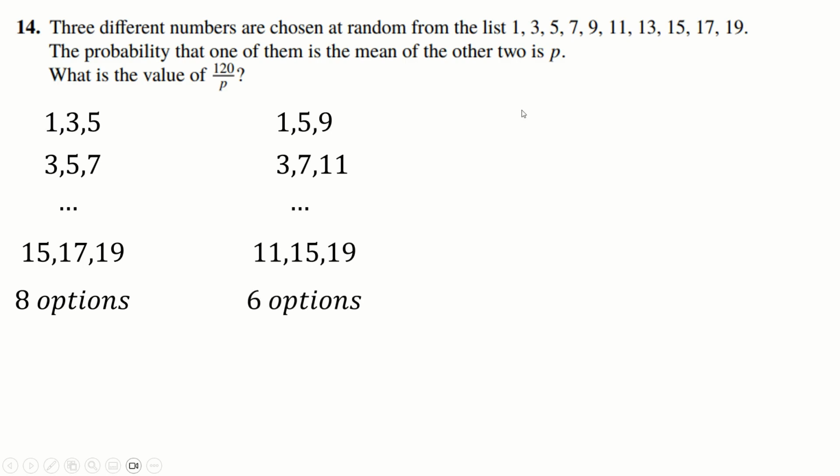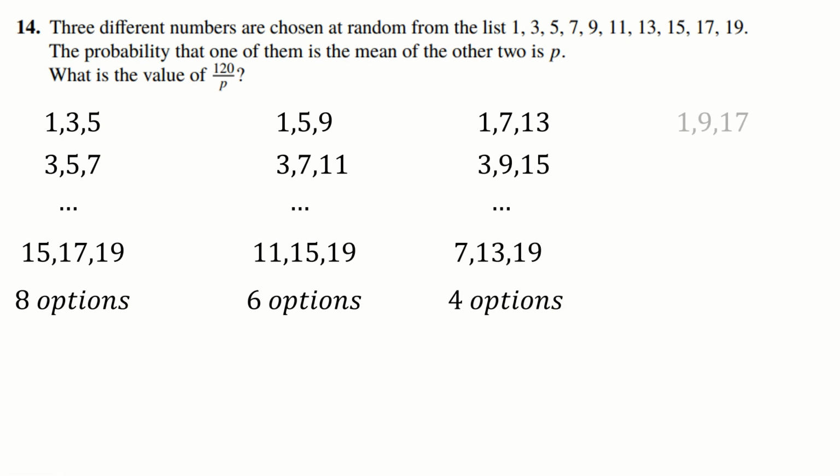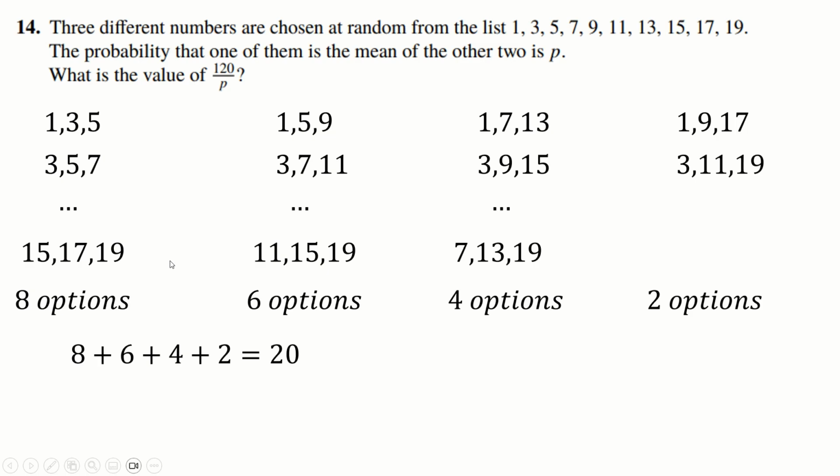You end up with 6 of those. Or you can skip 2 and do 1, 7, 13, and then 3, 9, 15, and so on. No, 3, 9, 15. Oh, we're skipping 2 here, sorry. There are 4 of those. And then the last one is to skip 3 of them instead, and you get this, and you get this, and that's it. There are 2 options. So add those options first, and you get 20 things that work.